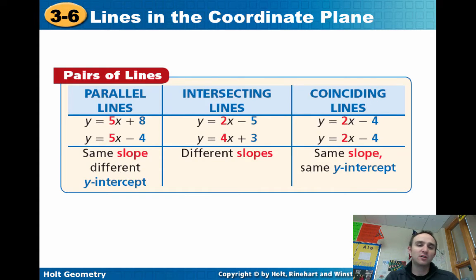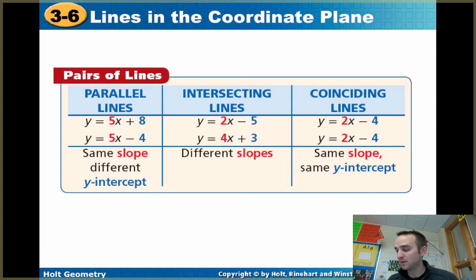When we are trying to figure out whether they are parallel, intersecting, or coinciding, we have to look at the slopes first. If the slopes are the same, then they're either parallel or coinciding. But if they're different, we know right away that they are intersecting. So if we have different slopes, we are looking at intersecting lines. Now, we're not saying whether they're perpendicular or what. We're just saying they cross at some point. If the slopes are different, they're going to cross.